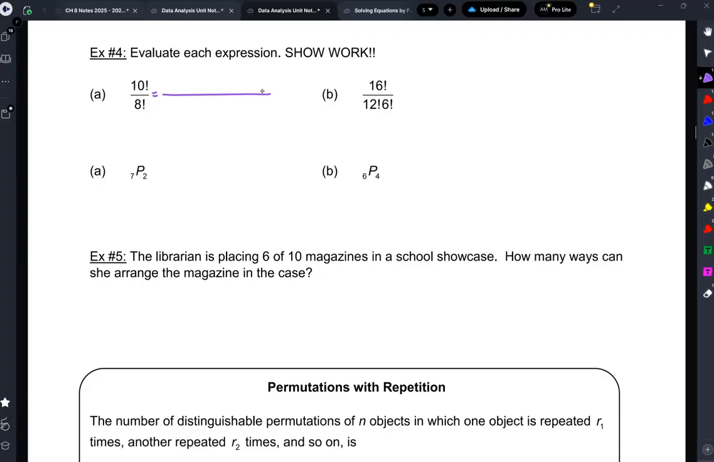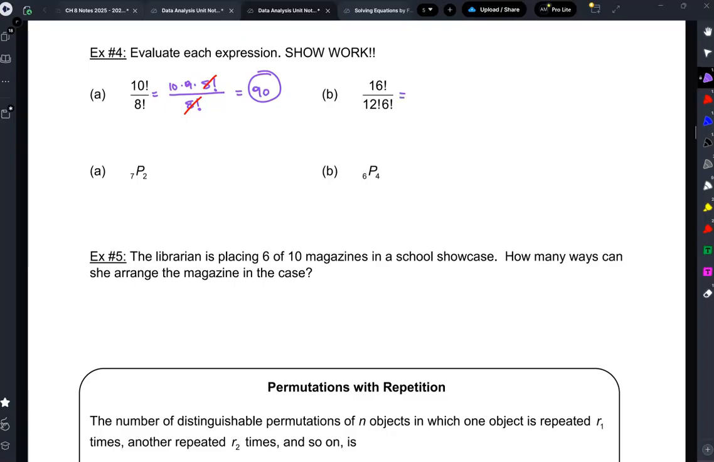So here, 10 factorial is 10, 9, and then 8 factorial, right? Divided by 8 factorial. So look, I stopped where the denominator was. These cancel, and so now this is just 90. You see how efficient that is?